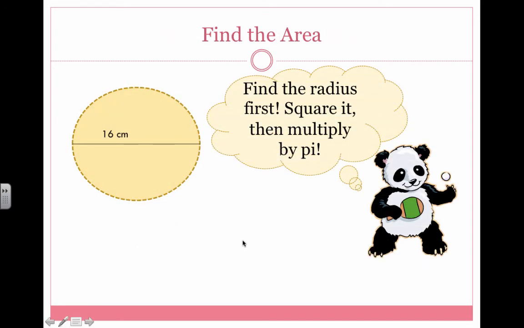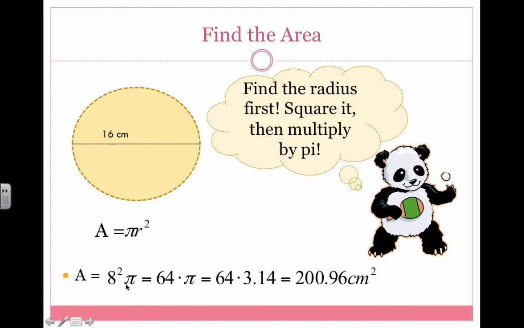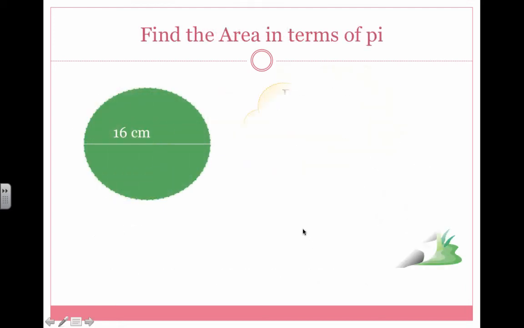All right, find the radius first, because this is the diameter. And so what you've got to do is take it in half. So that radius would be 8. So it'll be pi r squared, so it'll be 8 squared times pi, which gives you 200.96 centimeters squared. I emphasize the squared because a lot of times we forget to put that down.